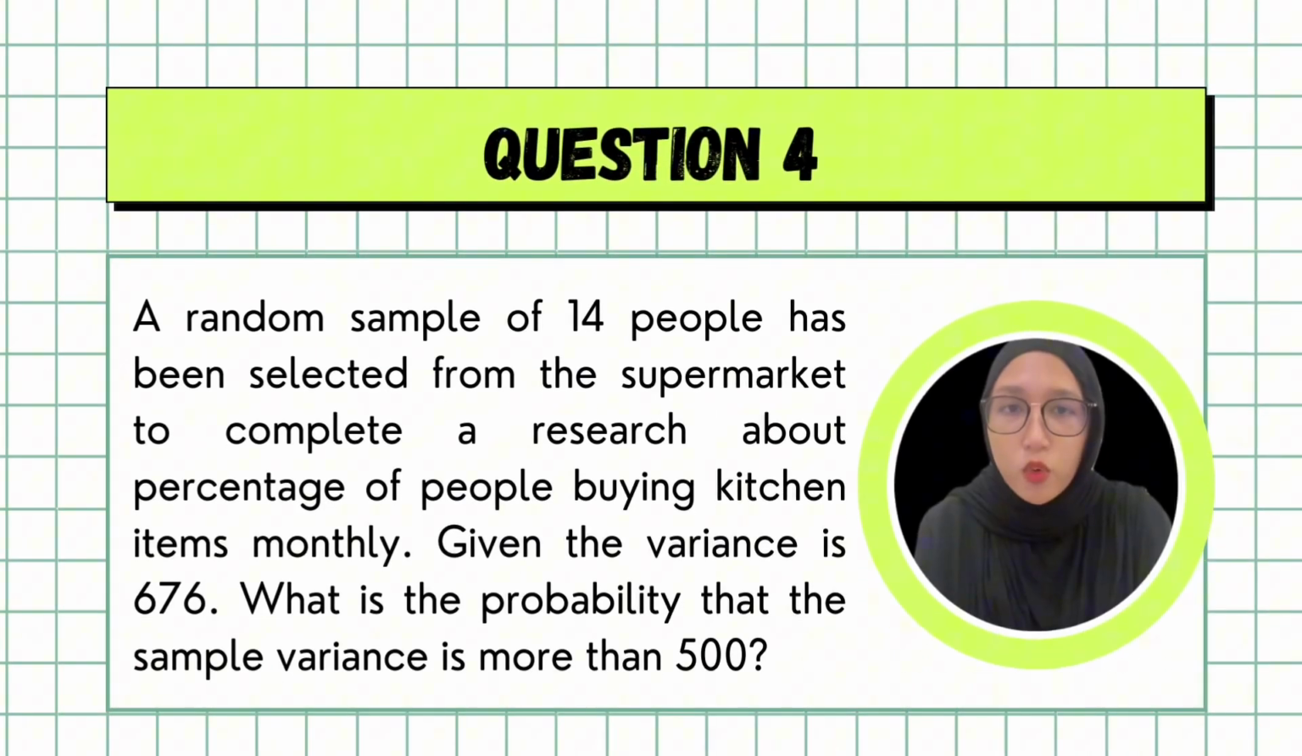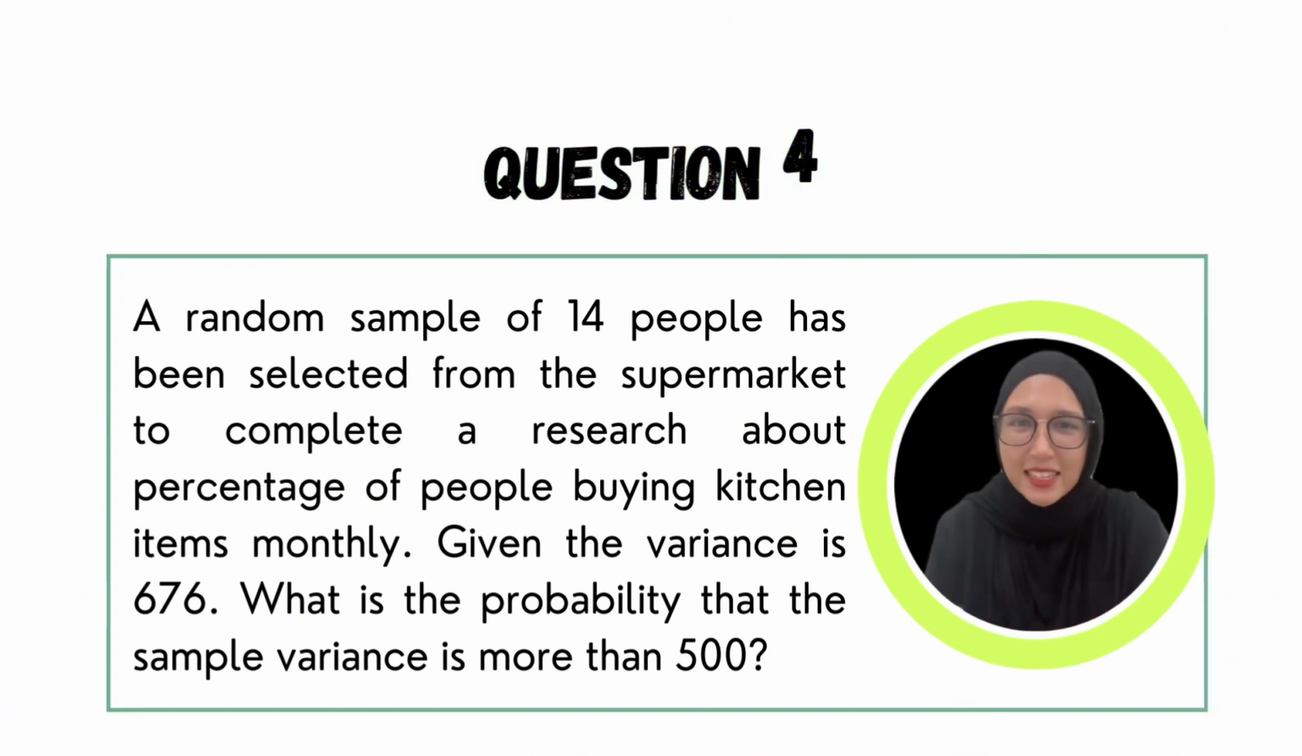We proceed to question 4, which is about a random sample of 14 people that has been selected from the supermarket to complete research about the percentage of people buying kitchen items monthly. Given the variance is equal to 676, the question asks, what is the probability that the sample variance is more than 500? So let's resolve it.